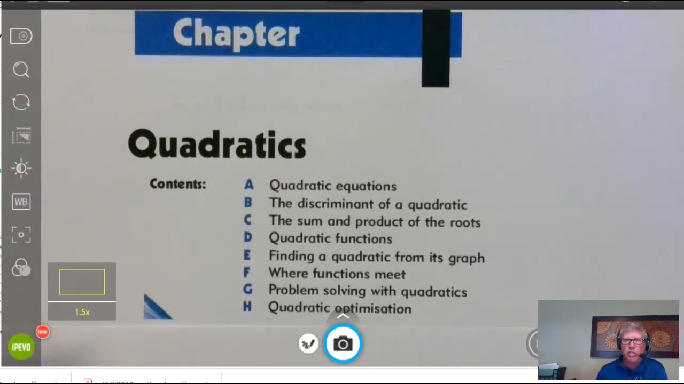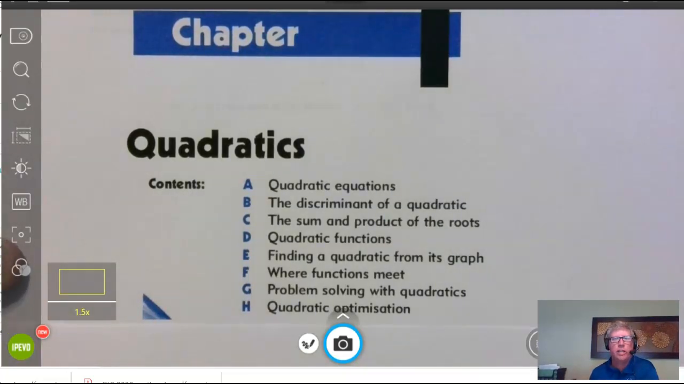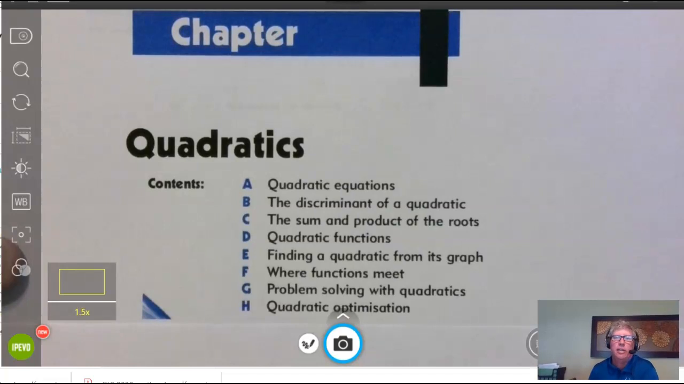Hey, we are starting chapter 1. It is quadratics. Hey, I've done quadratics, Mr. Sayers. No need for me. I could take the test today. Well, I think yesterday woke everybody up. Like, there's some things to think about. Very impressed with you as a group.